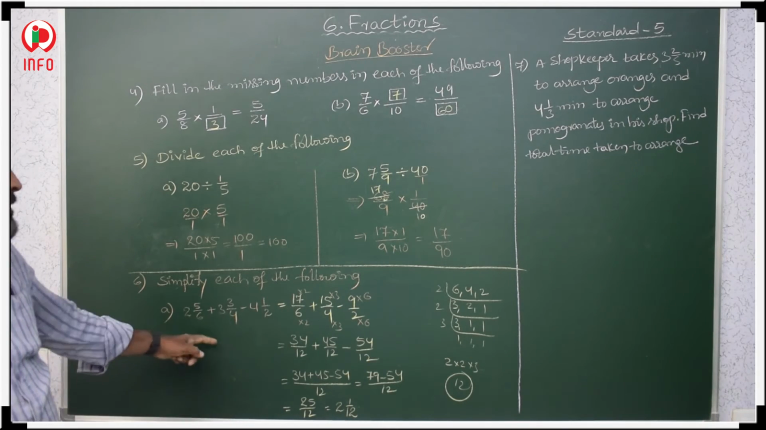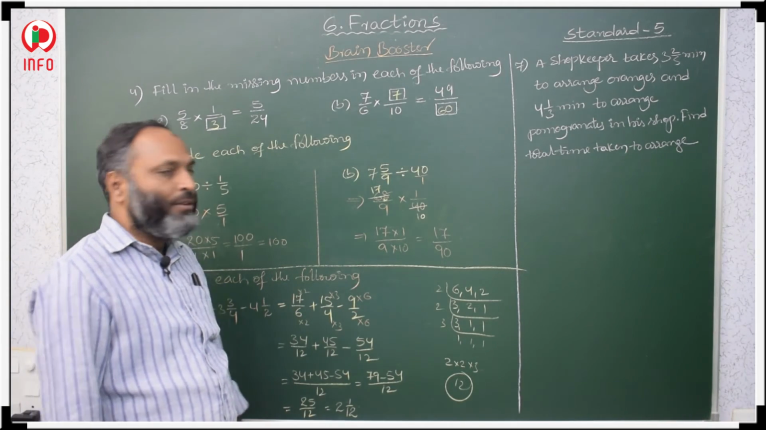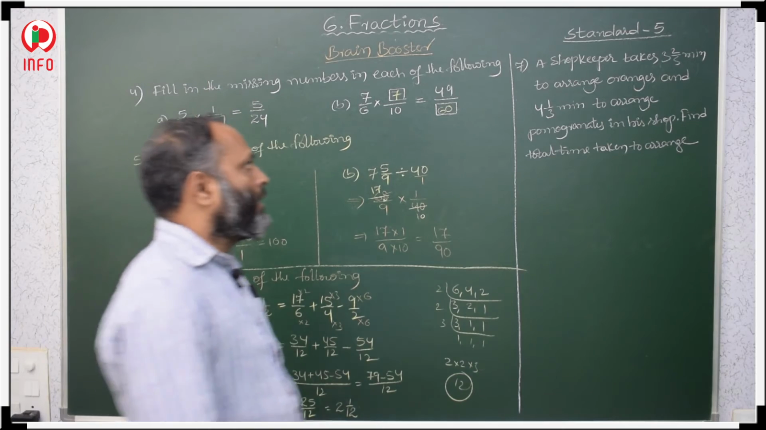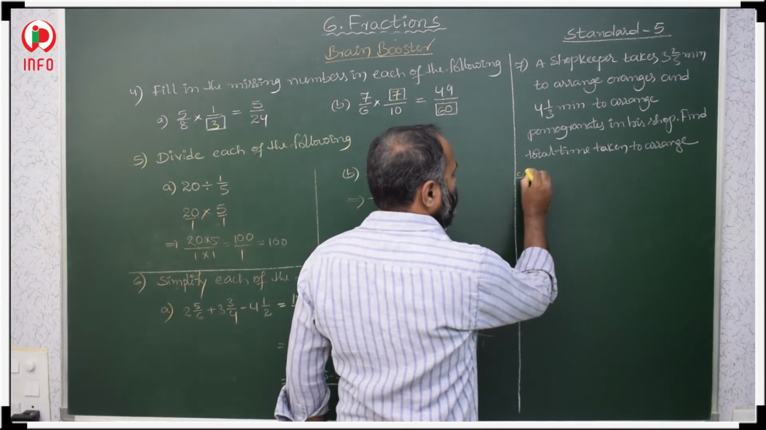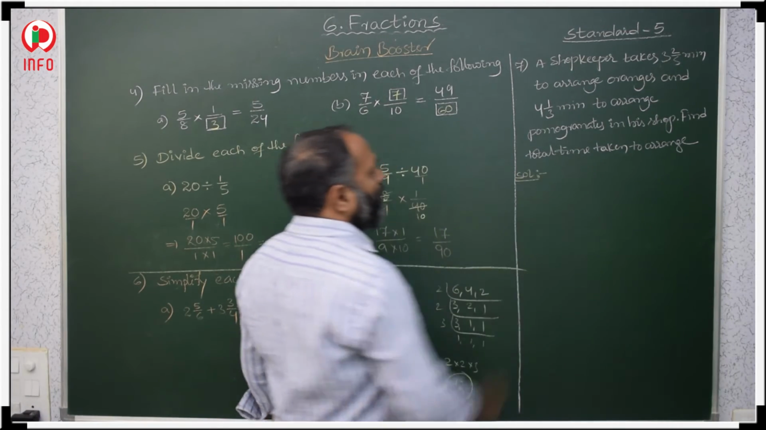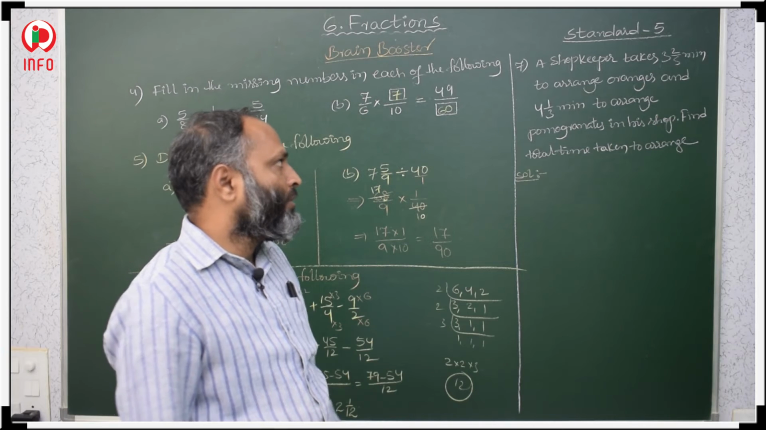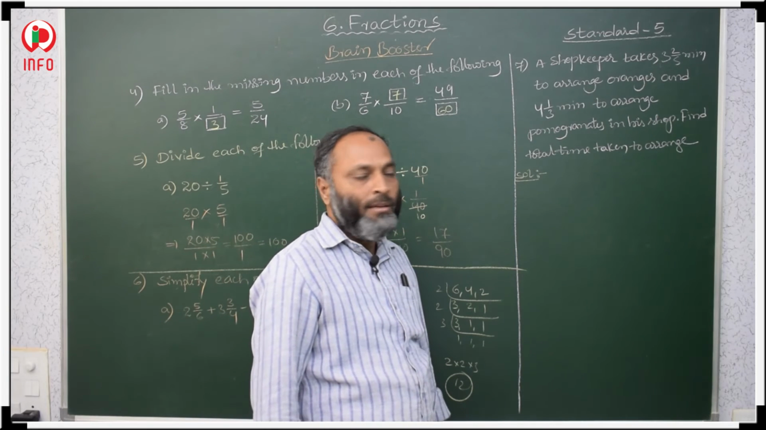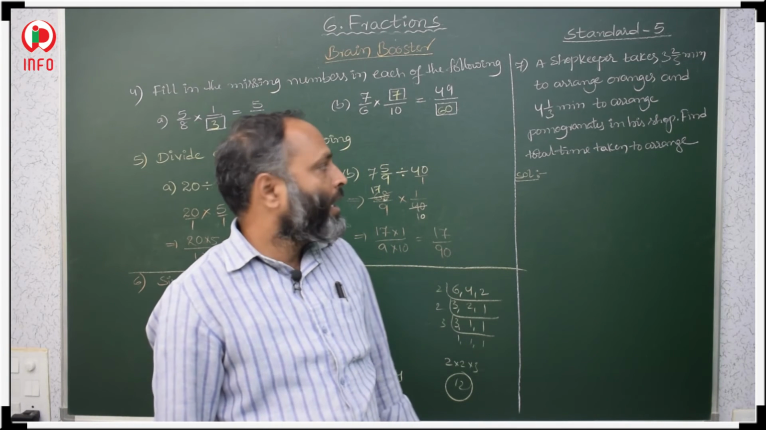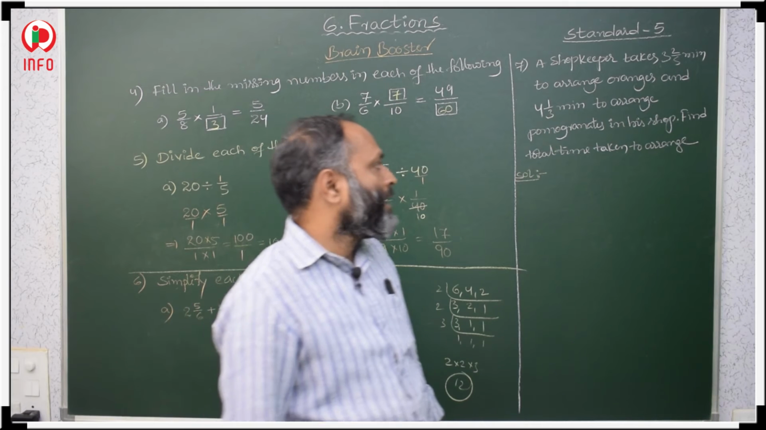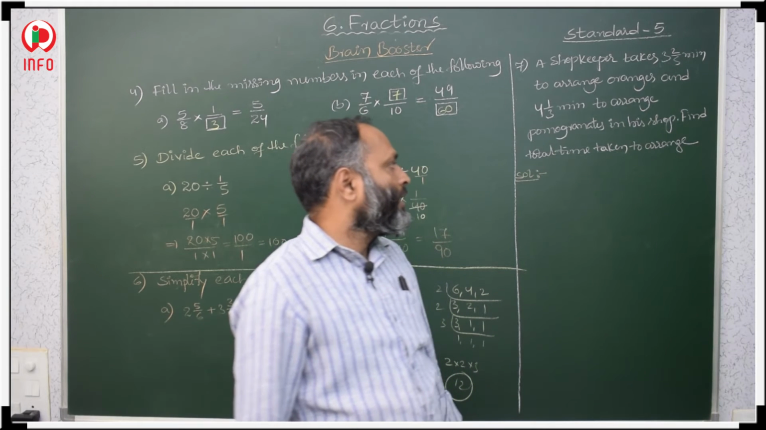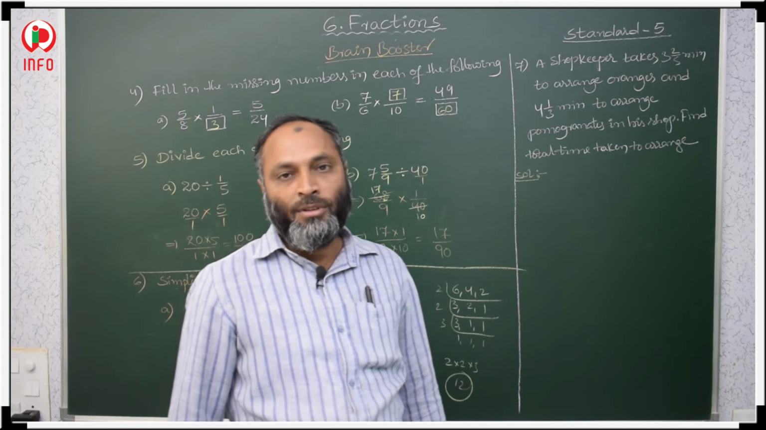Okay. In this one more question is left, that question you do as your home assignment. Next, what problem? Here a shopkeeper takes 3 2 by 5 minutes to arrange oranges and 4 1 by 3 minutes to arrange pomegranates in his shop. Find the total time taken to arrange the fruits.